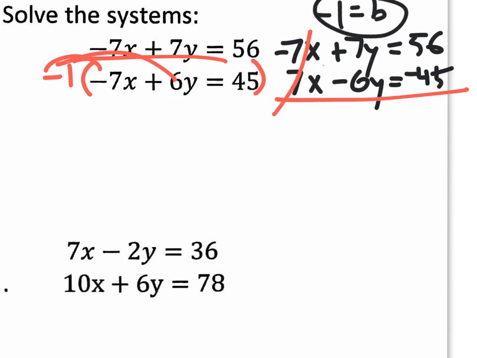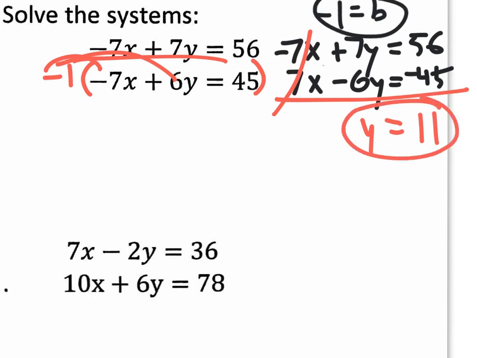-7 and +7, the x's completely cancel out, no more x's. What do we have left? We have a +1y, or just y. You don't even need to write the +1 in front of it. y, bring down the equal sign. y equals, that is 11. All right, so we have one answer. We need the other answer.